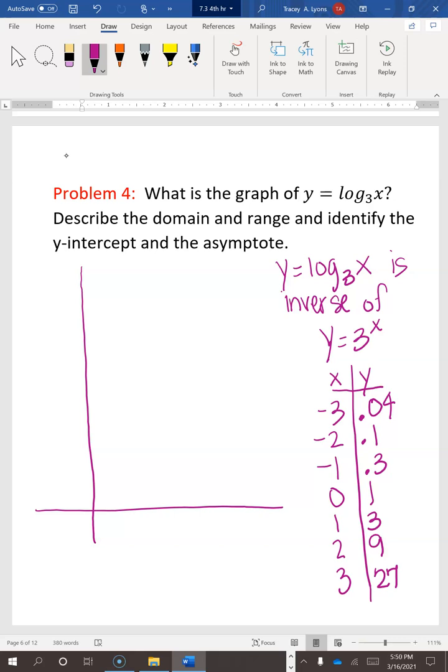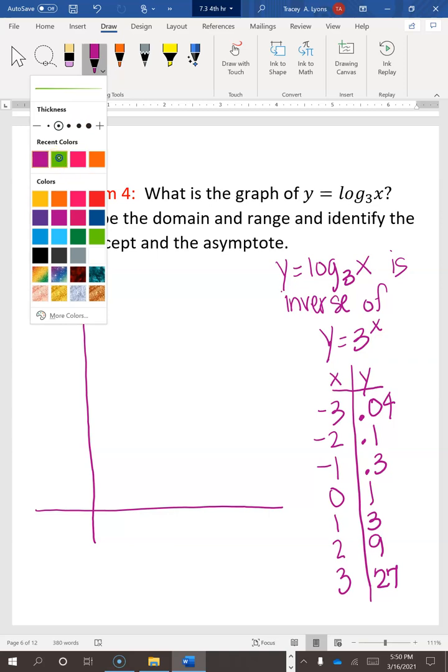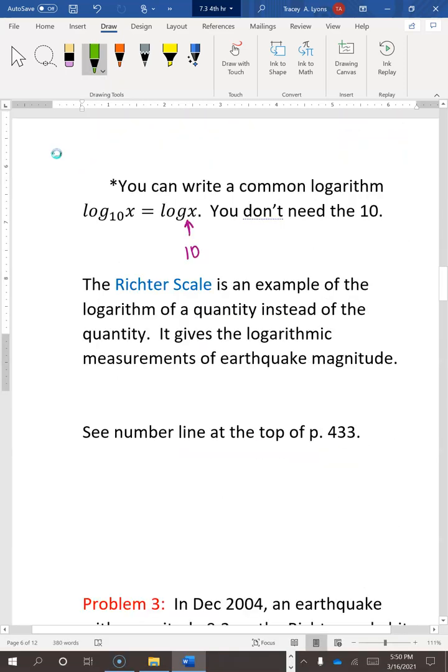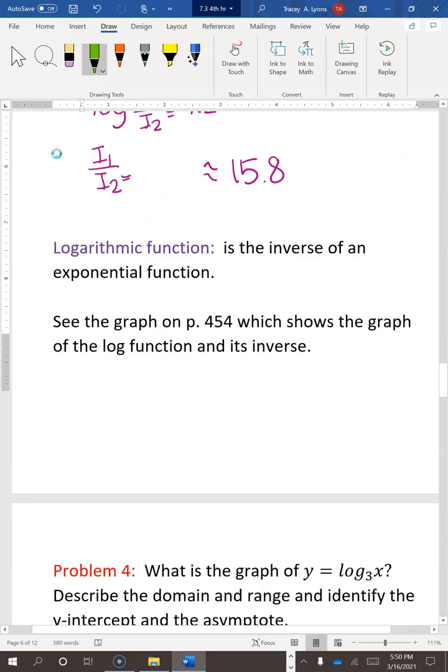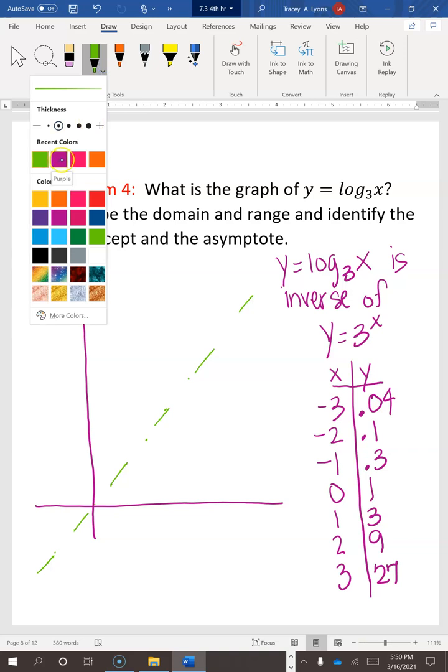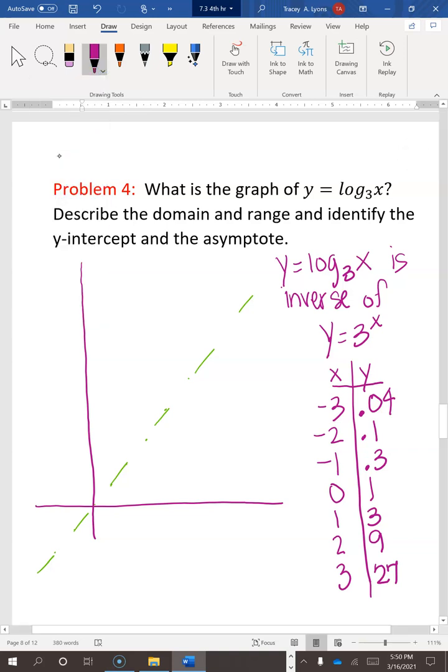Remember also that when you are graphing, there's an invisible diagonal line. Sorry about that. At 0, 0, 1, 1, 2, 2, 3, 3, and so on. That's our y equals x. So I'm going to do this first one in purple.